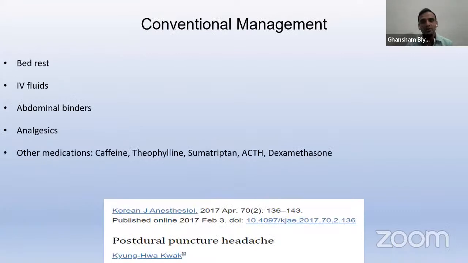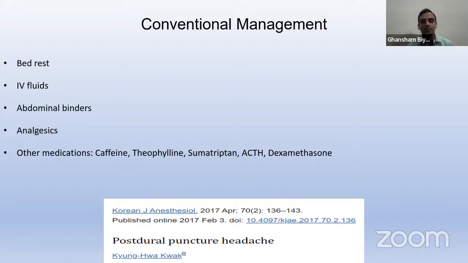So the next important topic is the conservative management. I'm sure when we come across a case of PDPH, this is the routine practice we follow. We ask the patient not to get out of the bed. We prescribe IV fluids with the hope that an increase in IV fluids will increase CSF production. We prescribe abdominal binders, stool softeners, and simple analgesics, including paracetamol, non-steroidals, and weak opioid medications. And if required, we do prescribe some strong opioid medications.